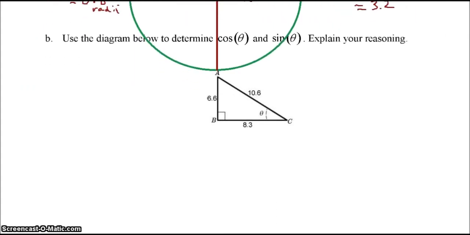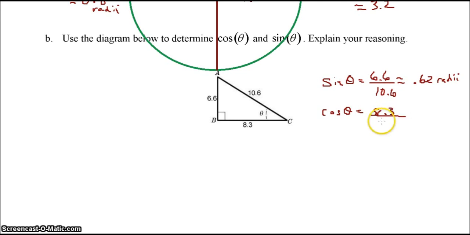Use the diagram below to determine cosine of theta and sine theta. Well, kind of like we've been doing, we can just take the length of the vertical distance divided by the radius to find the sine of theta, the opposite over hypotenuse. And that's about 0.62 radii. And cosine of theta, take the horizontal distance, 8.3, or the adjacent side, divided by the radius or the hypotenuse. And we get about 0.78 radii there.